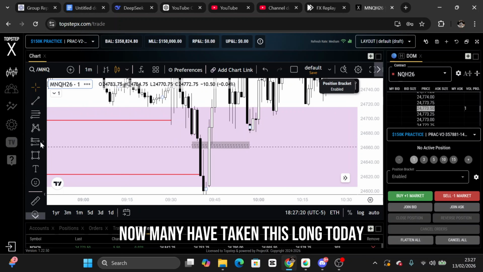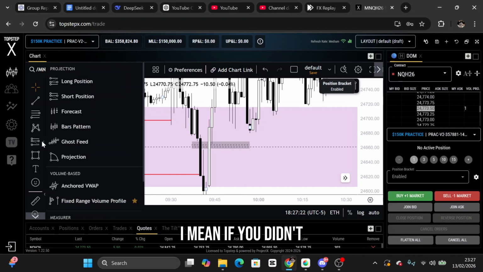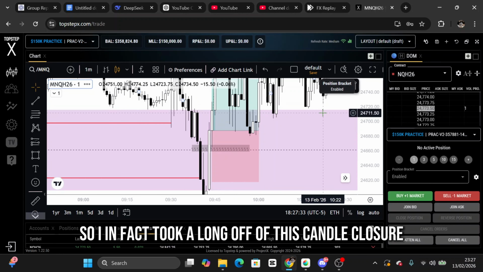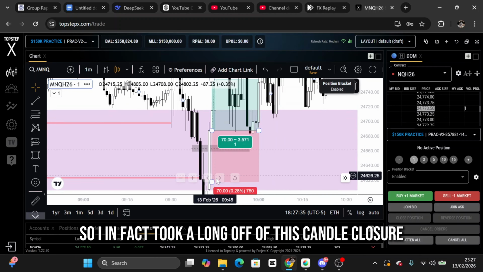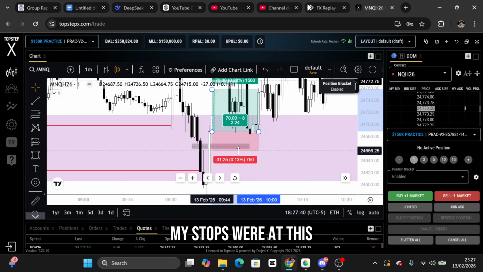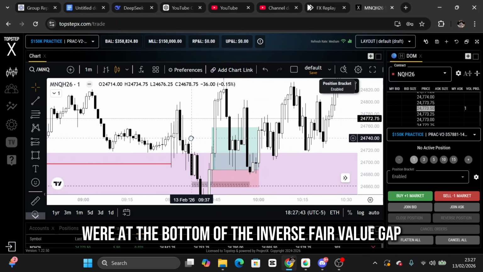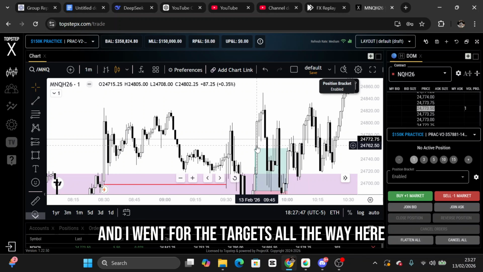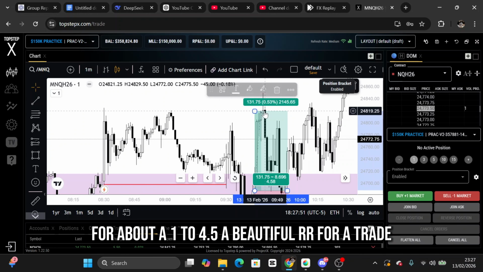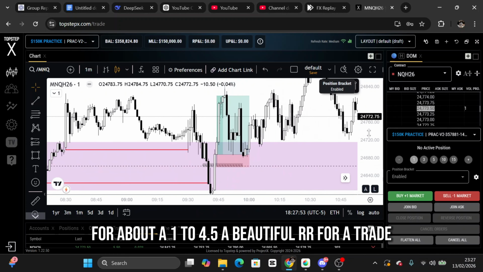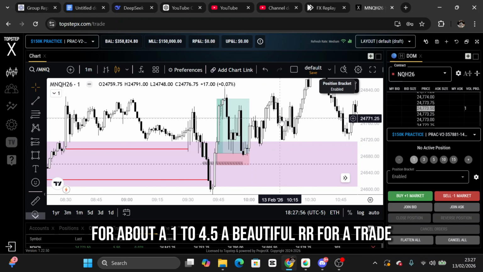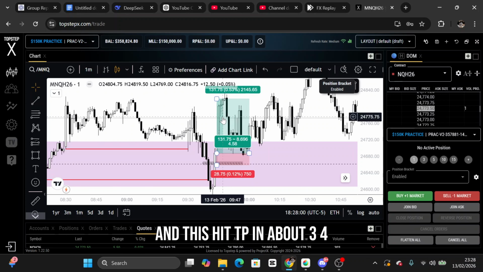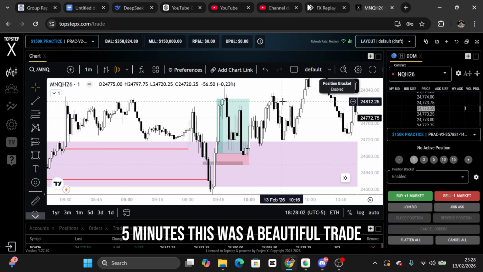Now, many have taken this long today. I mean, if you didn't, you've heavily missed out on the strategy. So I, in fact, took a long off of this candle closure. My stop was at the bottom of the inverse fair value gap. And I went for the targets all the way here for about a 1 to 4.5, a beautiful RR for a trade. And this hit TP in about 3, 4, 5 minutes. This was a beautiful trade.